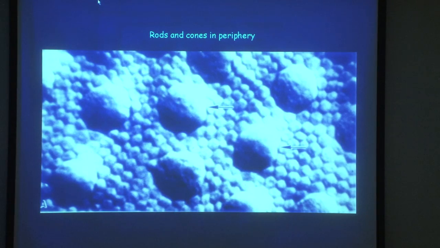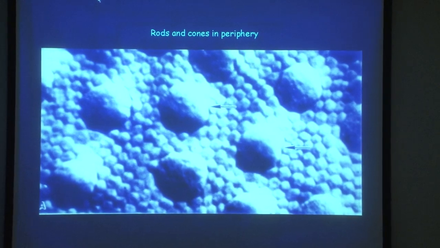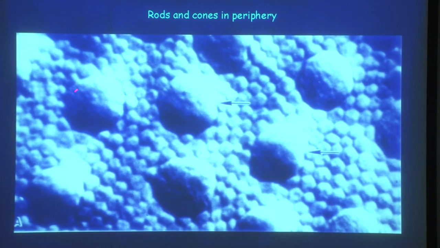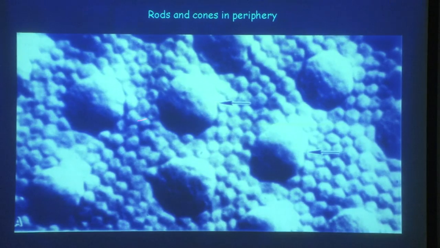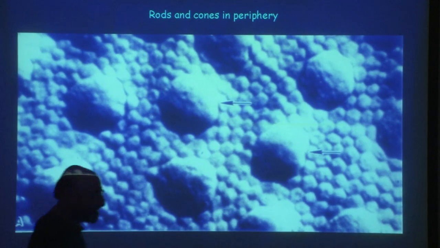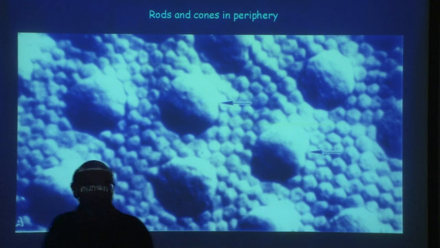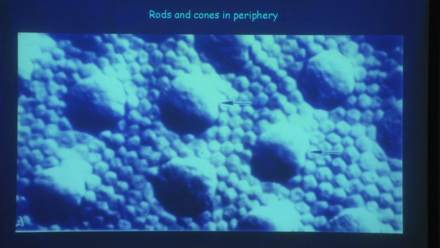Okay, now if you go even further out in the retina, this is a beautiful three-dimensional looking picture. This shows the rods and the cones in the periphery. There are many, many more rods per unit area, and the cones have gotten even bigger. So obviously, the ability of the cones to process fine information has been degraded as a result. Now again, as I've mentioned before, in humans there are about 100 to 120 million rods and 5 million cones in each retina.